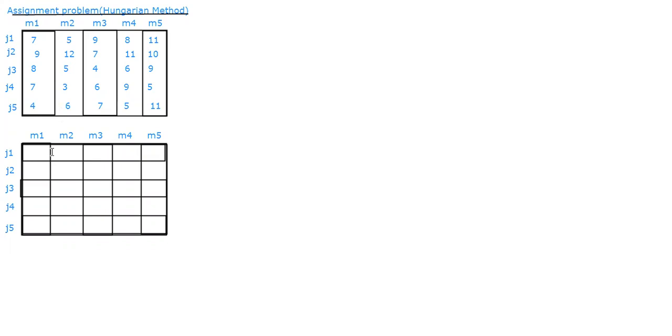Now here in the first row, which one have I selected? 5 I selected. So here 5 minus 5 will be what? 0. Then from this 5, I'm going to subtract from all the rest. So first 7, 7 minus 5 is equal to 2. Then 9 minus 5 is equal to 4. And then 8 minus 5 will be 3. And then 11 minus 5 will be 6. So this is how in the first row I got a 0.